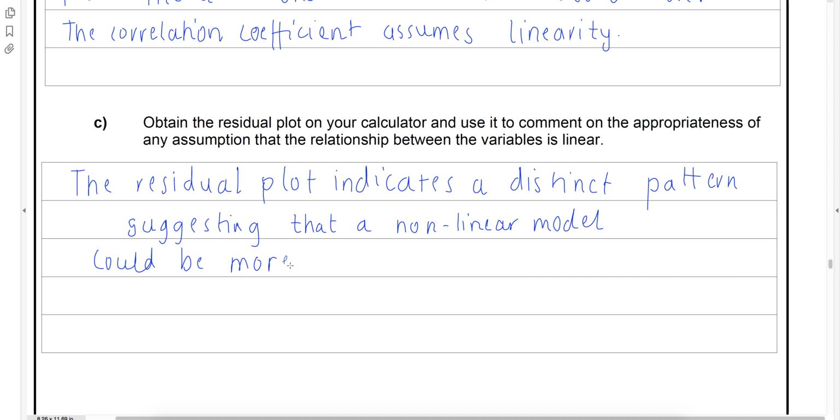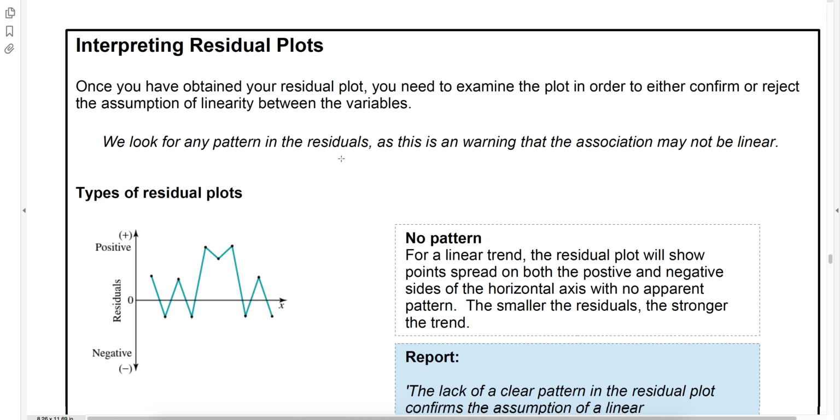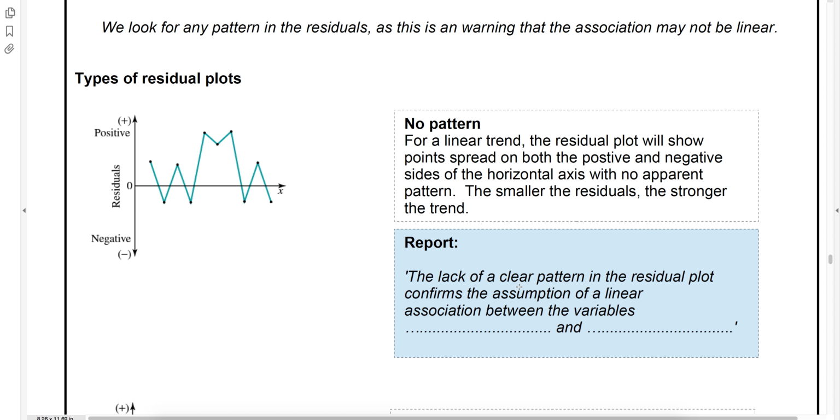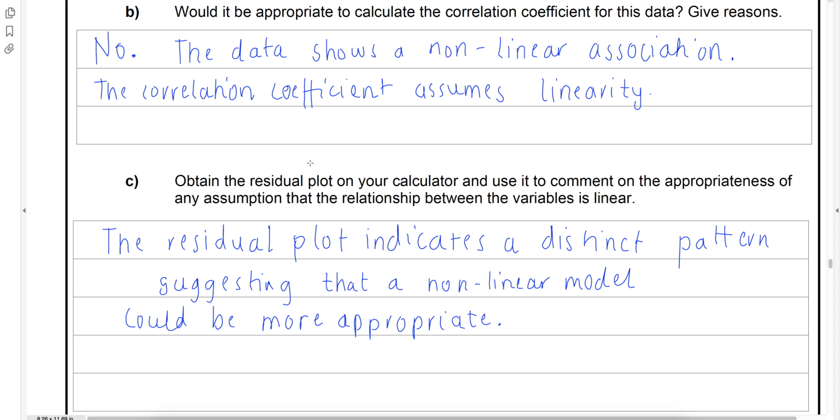What would I have done if it didn't show a pattern? Well, it's likely that I would have had a nice linear relationship to start off with, which we didn't have here. If I couldn't see a pattern there, I would of course state this bit here: the lack of a clear pattern confirms the assumption, etc. However, that was not the case with this one.